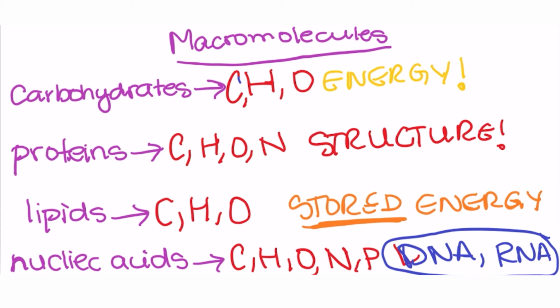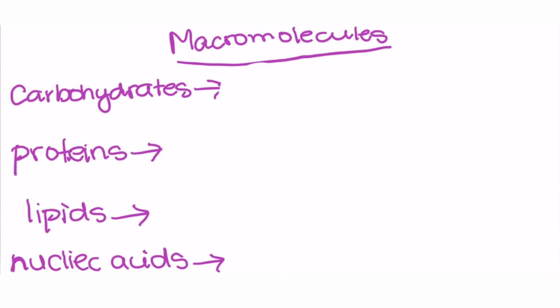So let's go into just a little bit more detail. Now we are going to learn some key facts about each of these macromolecules. Before that, we have to learn something called a monomer and a polymer. A monomer is just one of a molecule. A polymer is many parts of a molecule. So a polymer is formed by many monomers.